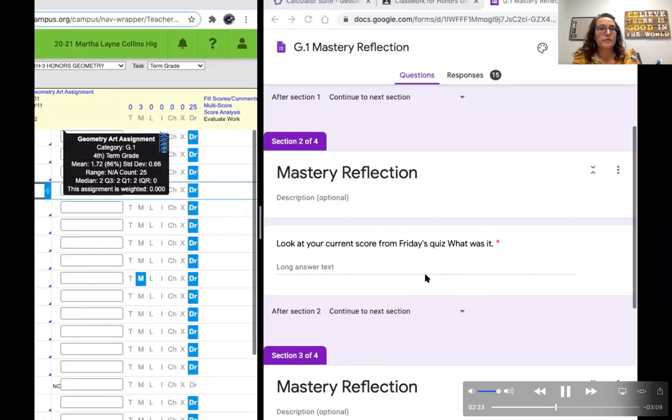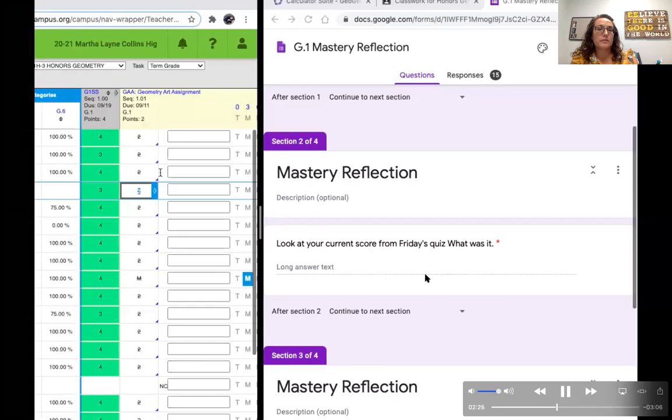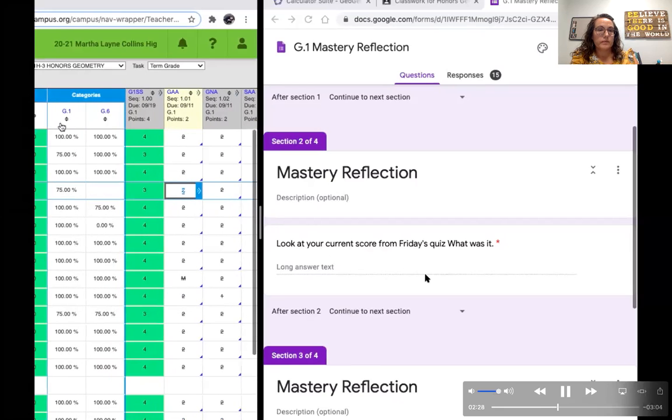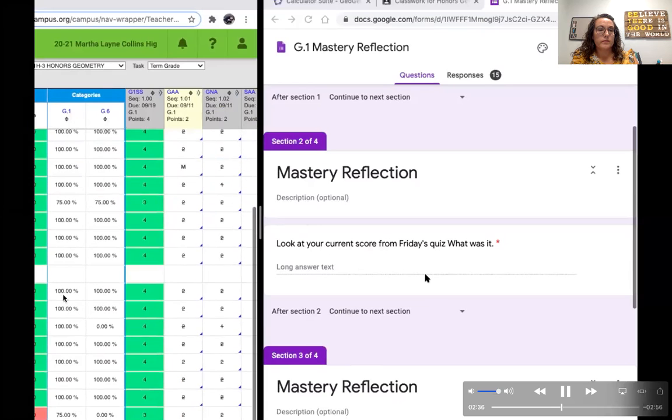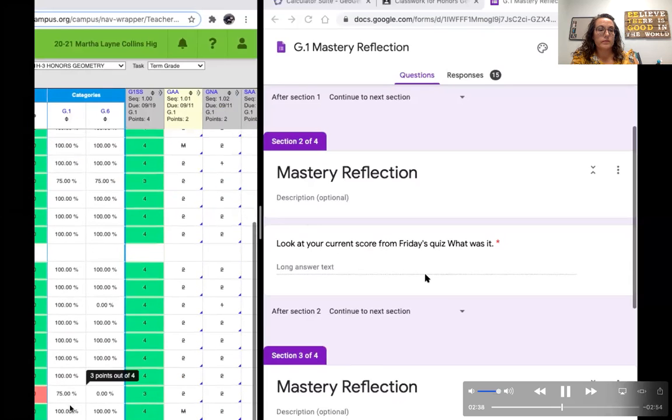Okay, and the reason why I did that is because if I do that, they can come over here to their G1 category score, and they can clearly see what they got. They got a 4 out of 4. If they got a 75, they got a 3 out of 4. If they got a 25, it'd be a 1 out of 4, and so on and so forth. And they can do this for each standard. I have 2 standards entered so far.